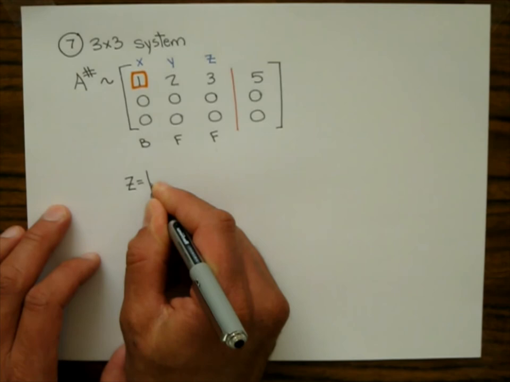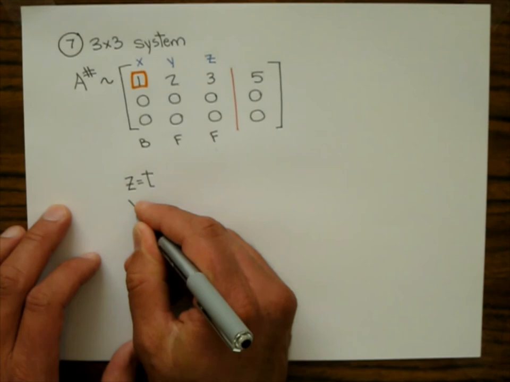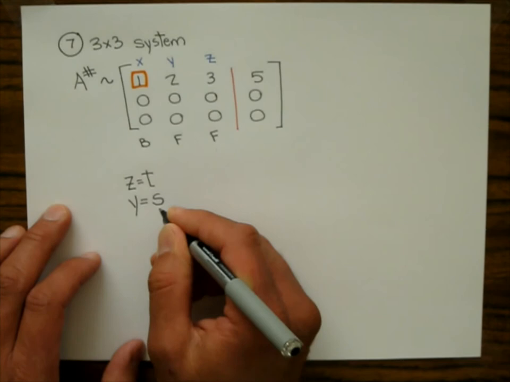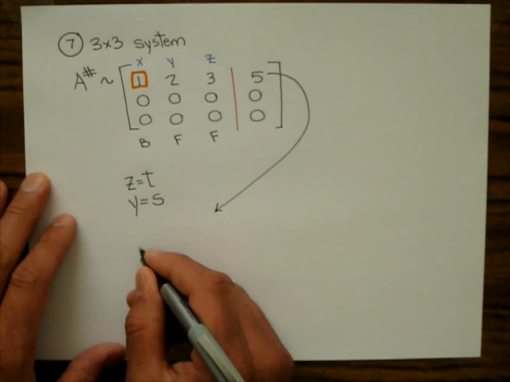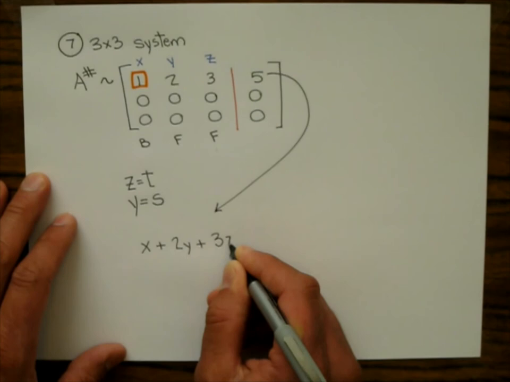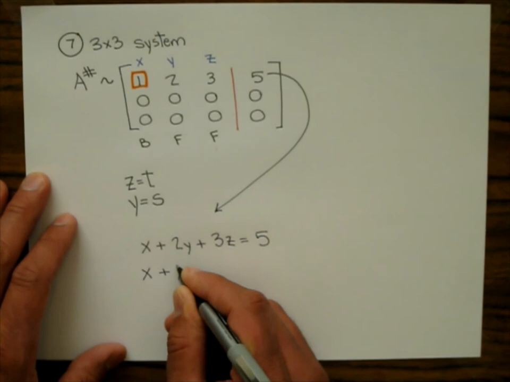Y is free, so now we need another parameter. And so what I'm going to do is step back one in the alphabet and say S. So S and T are common parameter names. If you needed another one, you would use R. First equation, so I'll just put an arrow right here, says this, X plus 2Y plus 3Z equals 5, X plus 2S plus 3T equals 5.